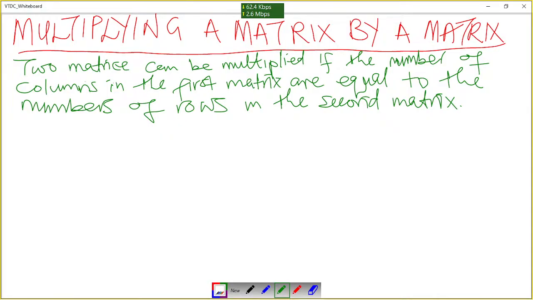Okay, so two matrices can be multiplied if the number of columns in the first matrix is equal to the number of rows in the second matrix. Okay, so what does that mean? Let's look at this.